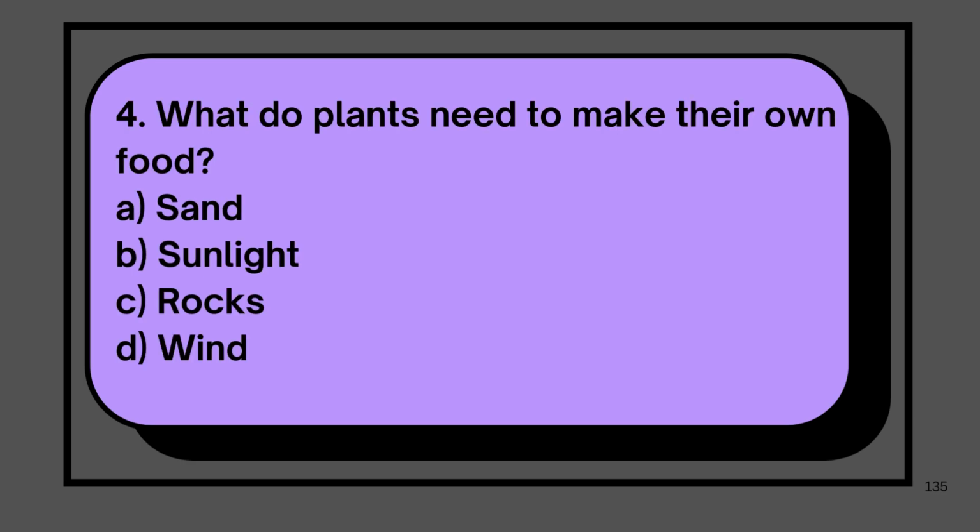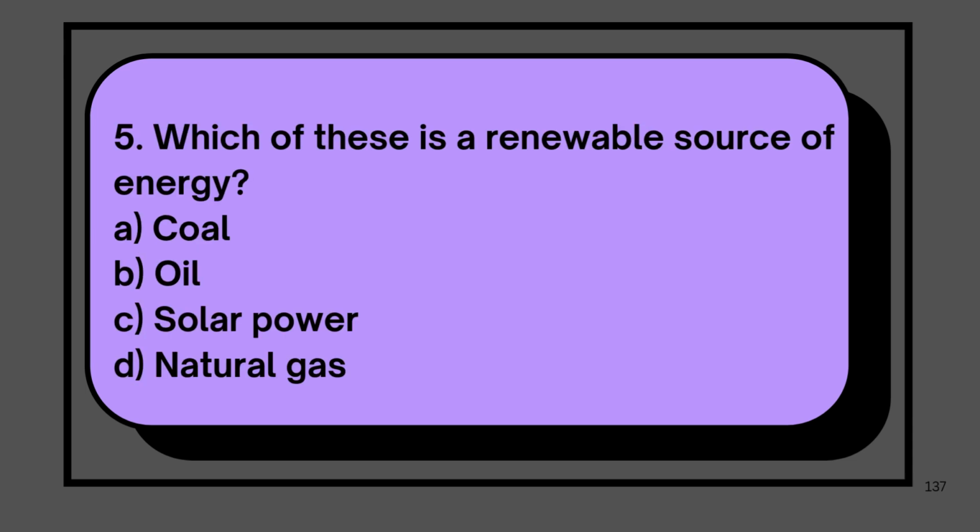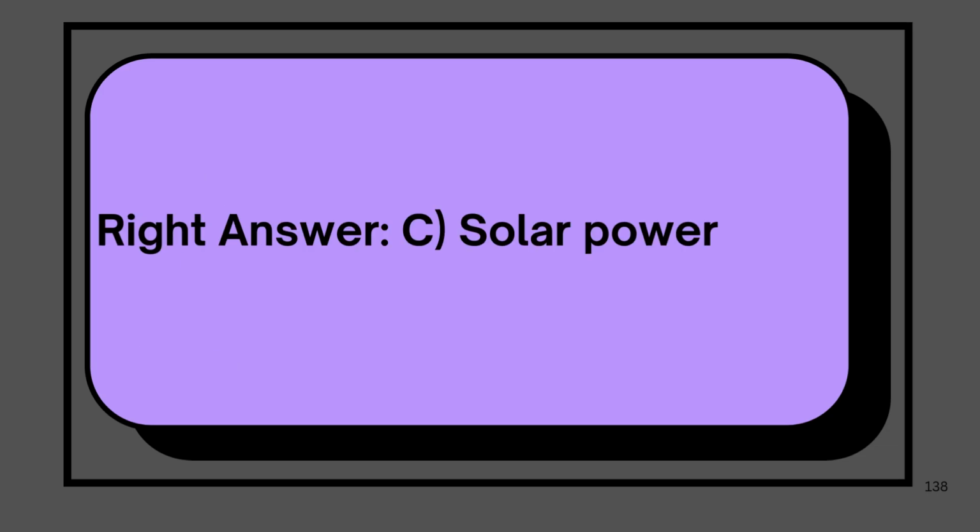The fourth question is, what do plants need to make their own food? A. Sand. B. Sunlight. C. Rocks. D. Wind. The right answer for this question is B. Sunlight. The fifth question is, which of these is a renewable source of energy? A. Coal. B. Oil. C. Solar power. D. Natural gas. The right answer for this question is C.